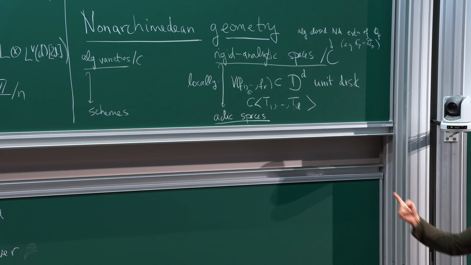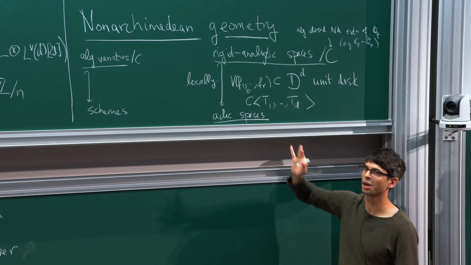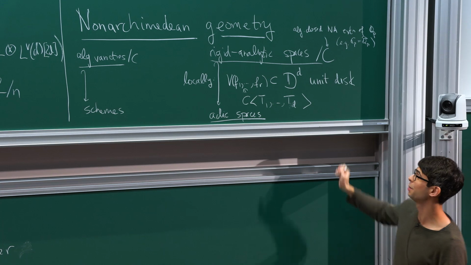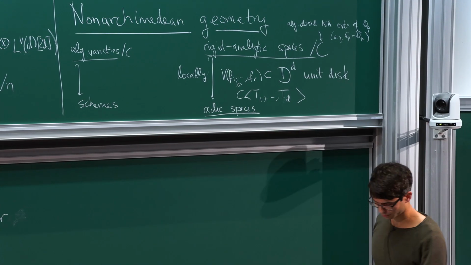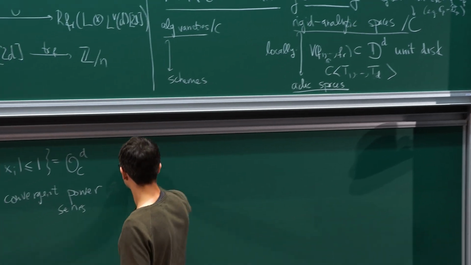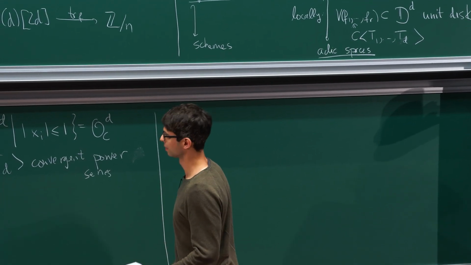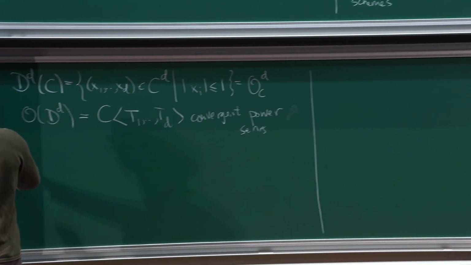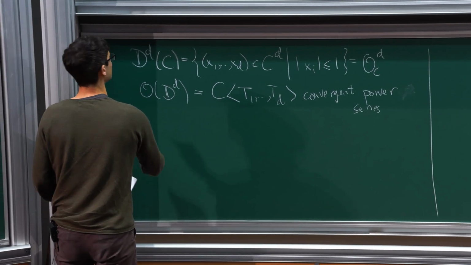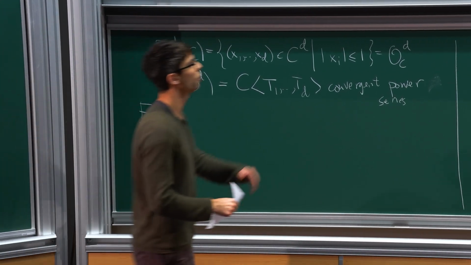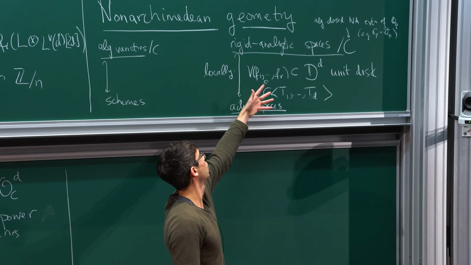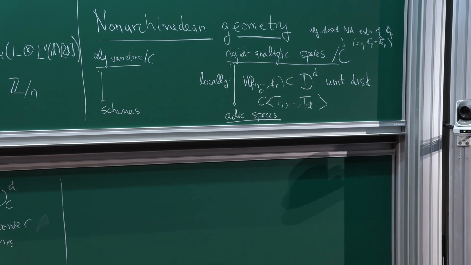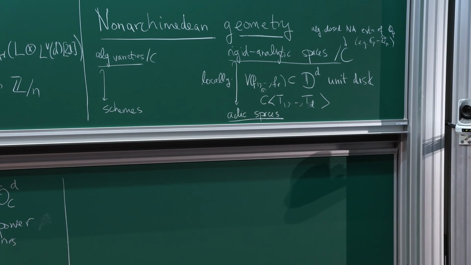And again, I don't really have time to introduce what they are, but I just want to give you one example because it will be quite relevant later on. And that's that of the unit disk. So the idea is that the points of these more general spaces should correspond to valuations on the function spaces of these rigid analytic spaces.